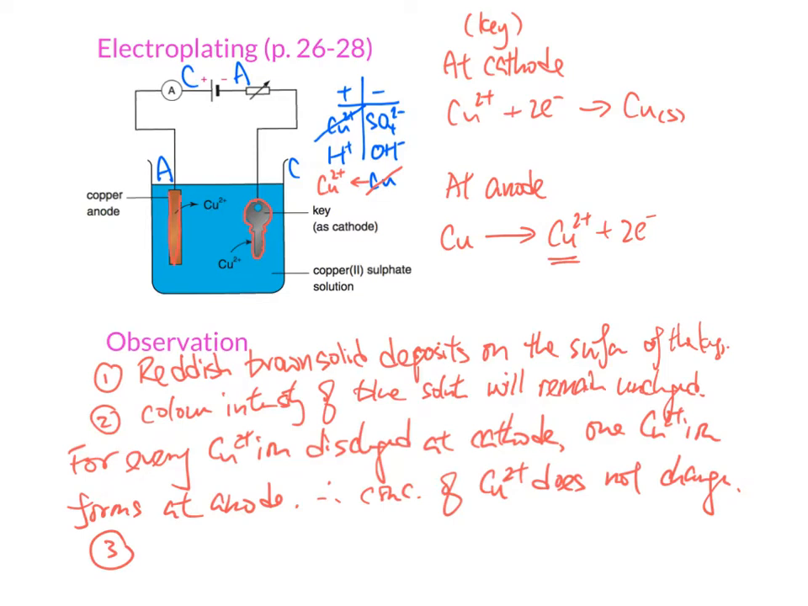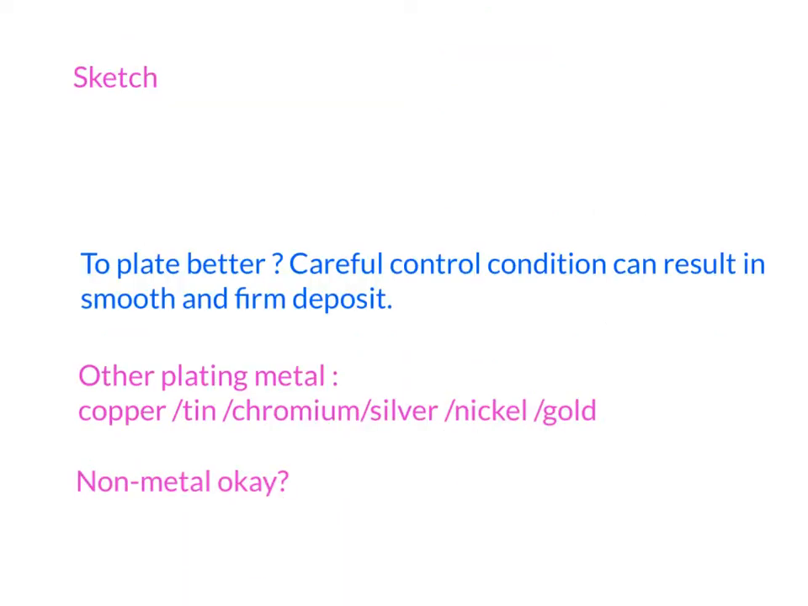Okay, it can reduce in size. So the copper anode becomes thinner. So these are some of the observations that you can see in the electroplating.